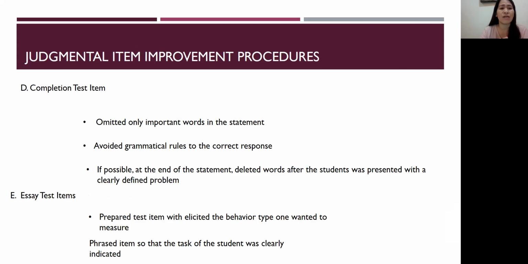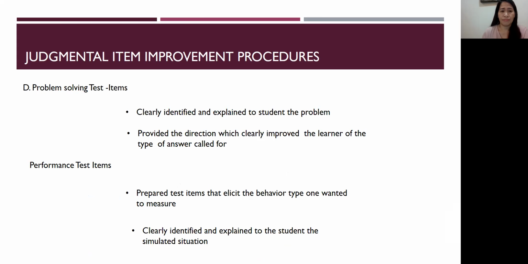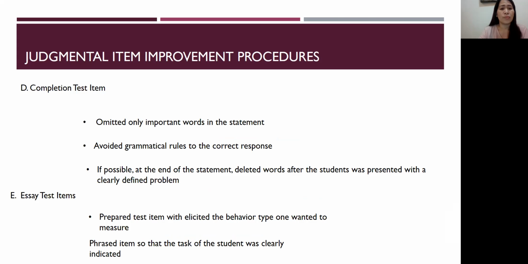Let's go to letter D, completion test items. Omit only important words in the statement. So for completion test items, omit only important words. Avoid grammatical clues to the correct response. Then, if possible, delete words at the end of the statement, after the students are presented with a clearly defined problem.